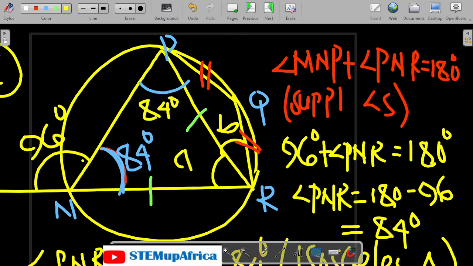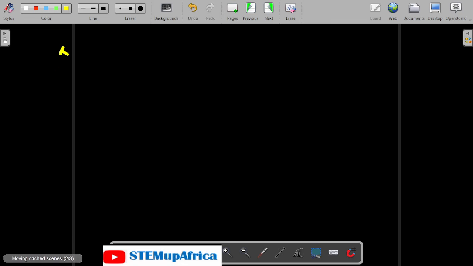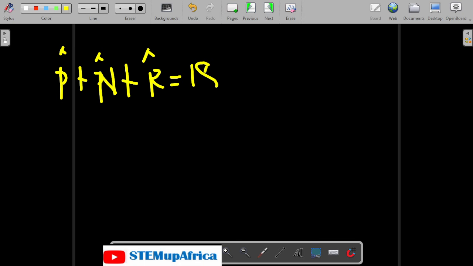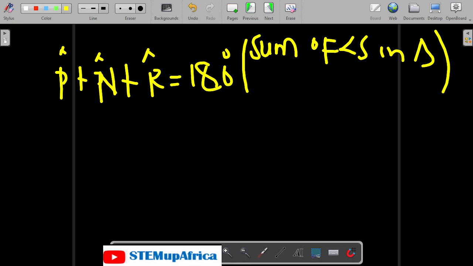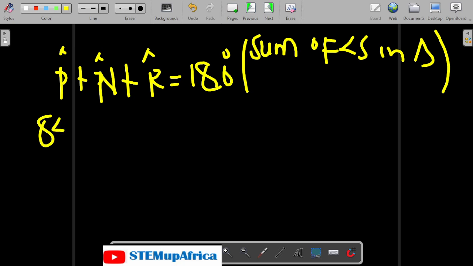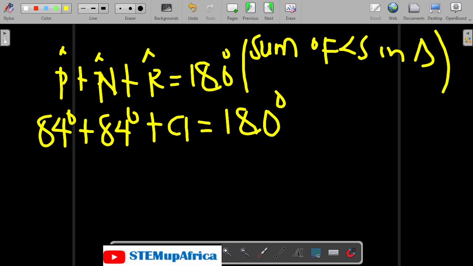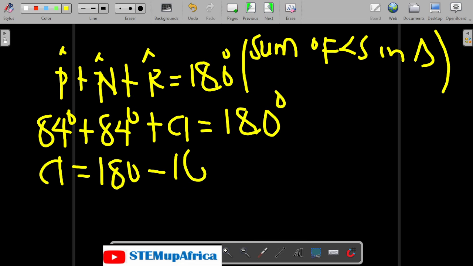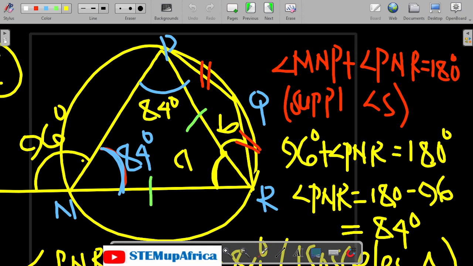Now with that I can find the value of A by applying the sum of angles in a triangle. Angle N plus angle P plus angle R is equal to 180 degrees. Reason: sum of angles in a triangle. Angle N is 84, angle P is 84, and angle R is A. So 84 degrees plus 84 degrees plus A is equal to 180 degrees. A is simply 180 minus 168, which gives us 12 degrees. So the value of angle A is 12 degrees.